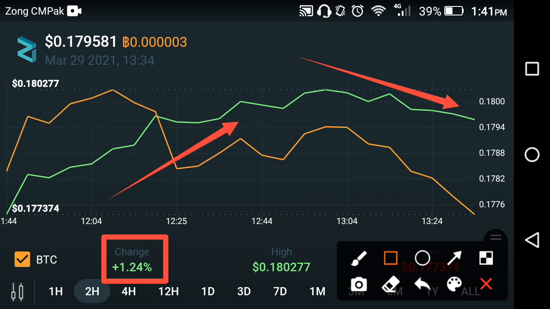As you can see here, the change is positive 1.24% in Zilliqa over the previous 2 hour period. And the high price of Zilliqa in the previous 2 hours is $0.1802277. So that's the live price changes of Zilliqa in the last 2 hours and the last 1 hour.